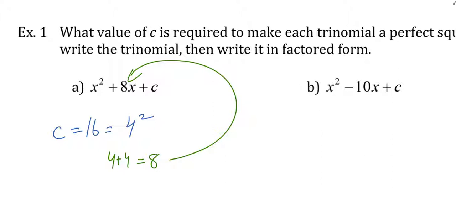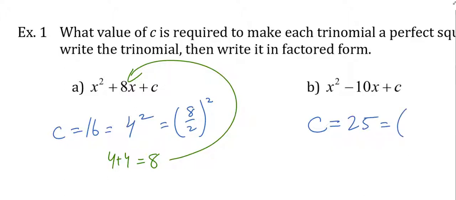And you could also think of that as 8 divided by 2. So I take that middle term. Like if you want the formula for how to do it every time, you take that middle term, divide it by 2, and square it. And that's our C value. So what's it going to be for the next one? 25. Take 10, divide it by 2, which is 5, and negative 10, it's still going to be positive when I square it. So I take that term, divide it in 2, cut it in half, and square it.